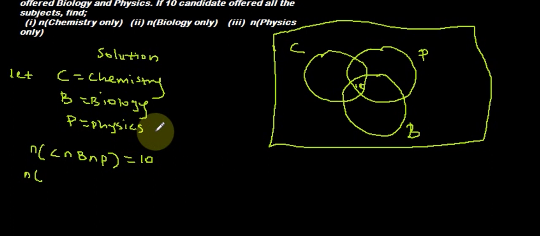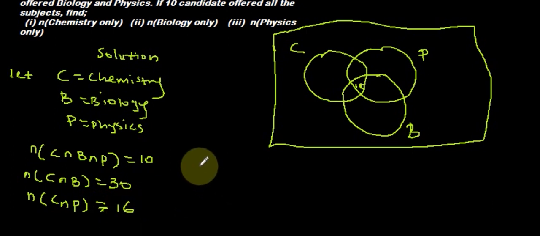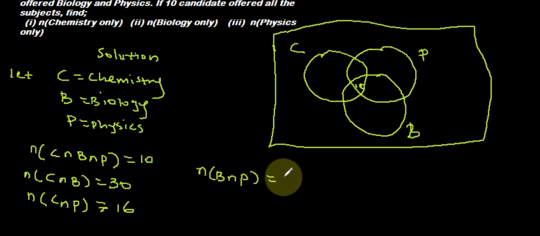Here we were told that 30 offered both chemistry and biology. So we have chemistry intersection biology, about 30. 16 chemistry and physics. Chemistry intersection physics, we have 16. Then 22 offered biology and physics. So we have biology intersection physics, we have 22.